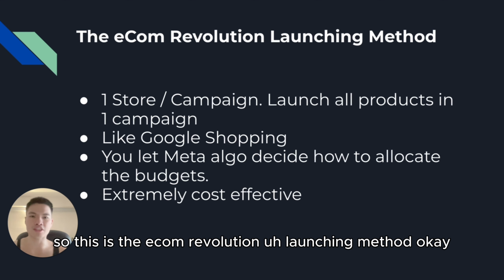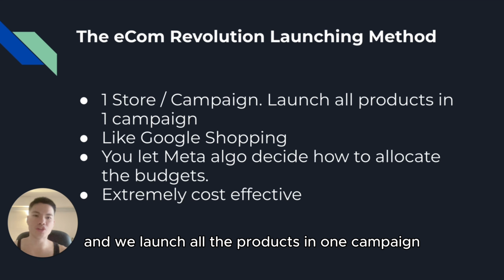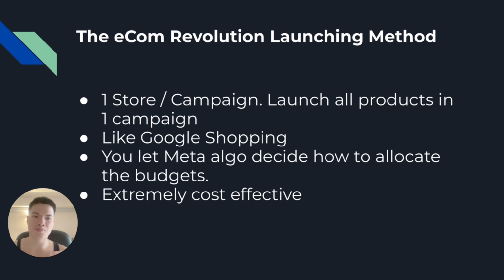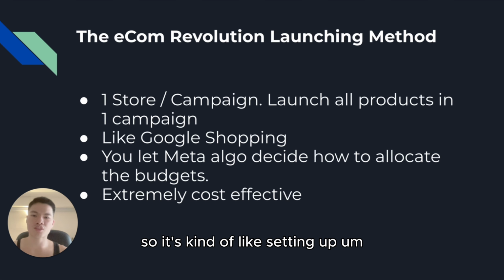So this is the eCom Revolution launching method, okay? We basically have one store per campaign, and we launch all the products in one campaign. So all the ads are within one campaign like you have seen earlier. It's kind of like setting up Google Shopping on Meta.